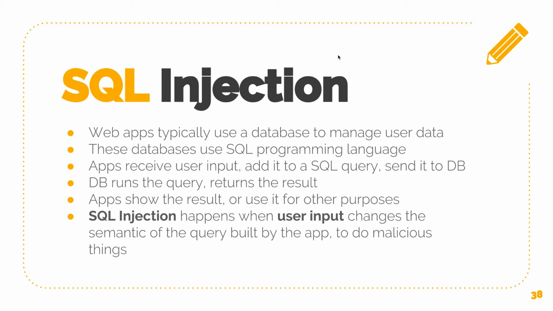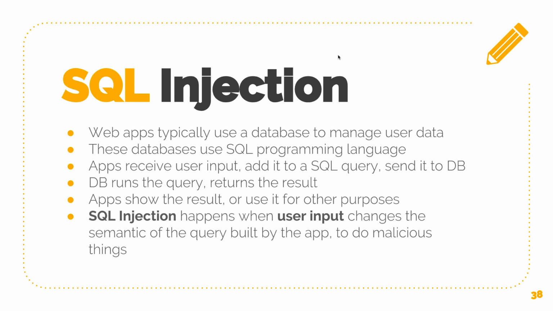So web applications typically use a database to manage user data. These databases use a language that's called SQL. It's a programming language. And these applications receive input from their users, such as username and other user information, add it to a SQL query, and send that SQL query to the database. And the database runs it and returns the results. That's how they handle user data. The apps usually show the result of that query from the database or use it for other purposes.